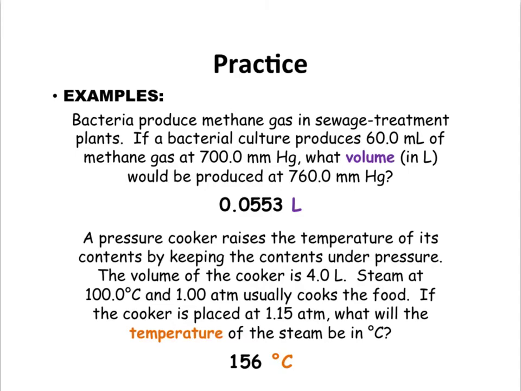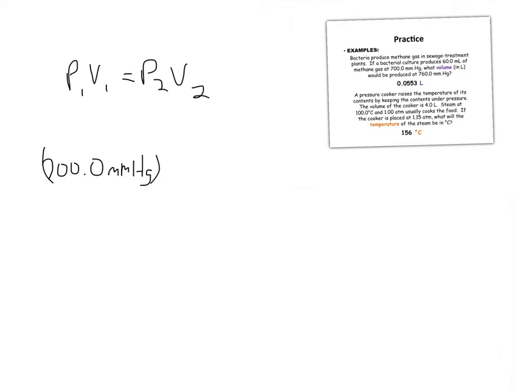Now that I identified the law that I'm using, I can actually go ahead and solve this problem. So I know I'm using P1V1 equals P2V2. There's no mention of temperature. It's not involved, so I don't need it. So let's just plug in. Our initial pressure is 700.0 millimeters of mercury. Our initial volume is 60.0 milliliters.